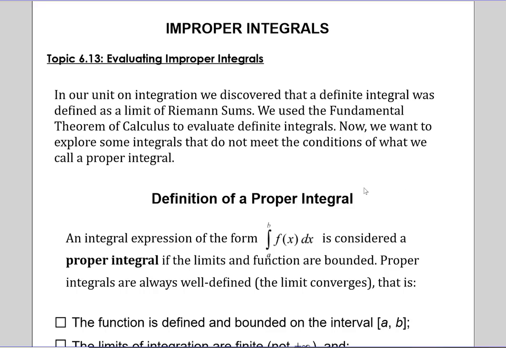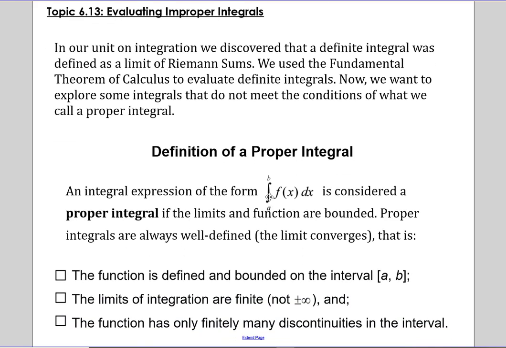Now we want to explore some integrals that don't meet the conditions of what we would normally call a proper integral. An integral in this form, the integral from a to b of some function f of x dx, is considered a proper integral if the limits and the function are bounded. And proper integrals are always well defined. The limit would converge.